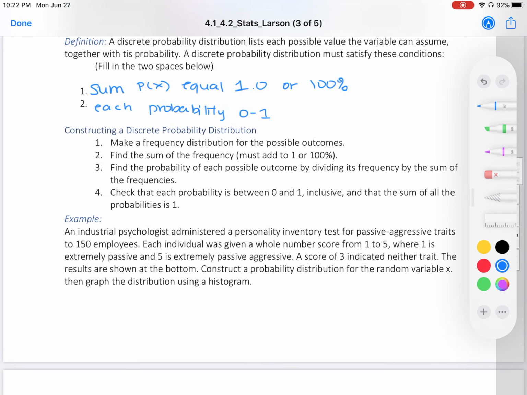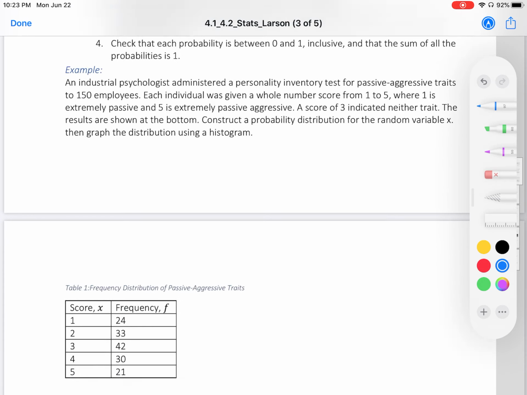Constructing a discrete probability distribution. 1. Make a frequency distribution for the possible outcomes. So it would be a chart with some value and the probability of it. 2. Find the sum of the frequencies. 3. Find the probability of each possible outcome by dividing its frequency by the sum of frequencies. 4. Check each probability is between 0 and 1 inclusive and that the sum of all the probabilities is 1.